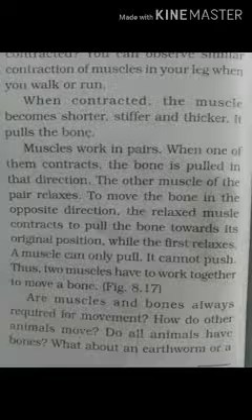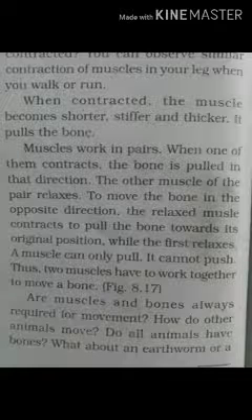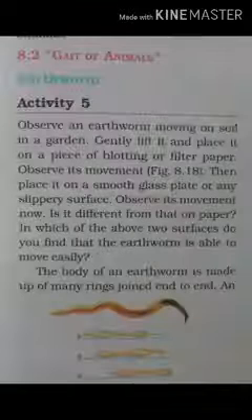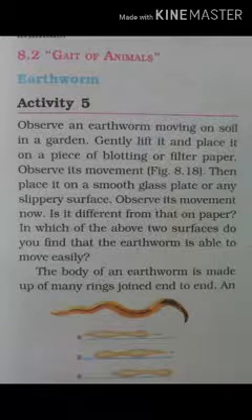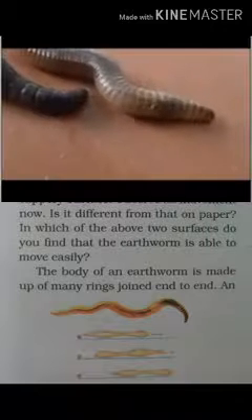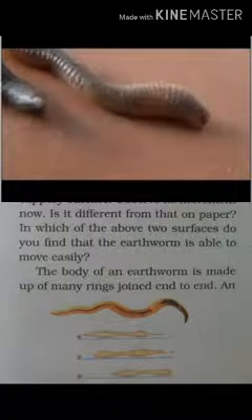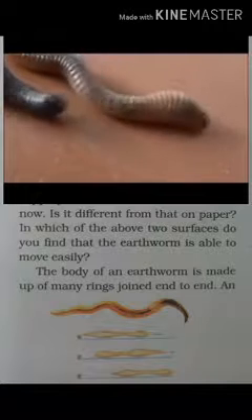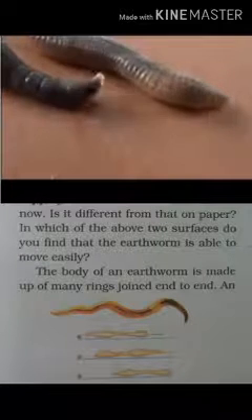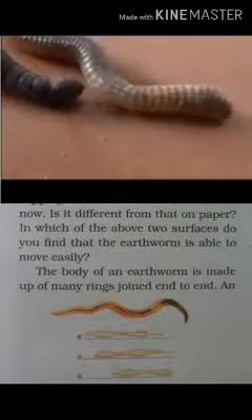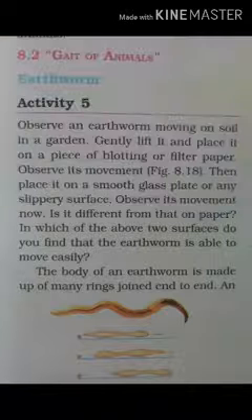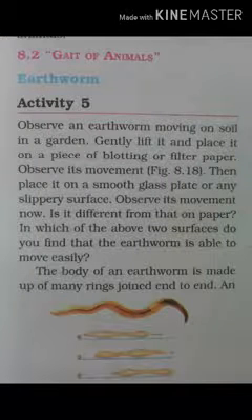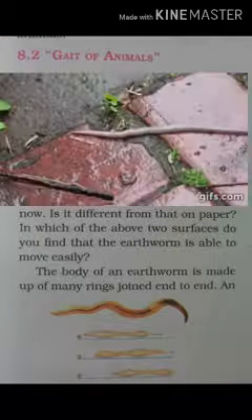But do all animals move in the same manner? Let's see the gait of animals, that is their moving patterns. If you have ever seen an earthworm moving, then earthworm doesn't have bones. Its body is made up of many rings joined end to end. It has muscles in its body. It makes its muscle long and short while moving.